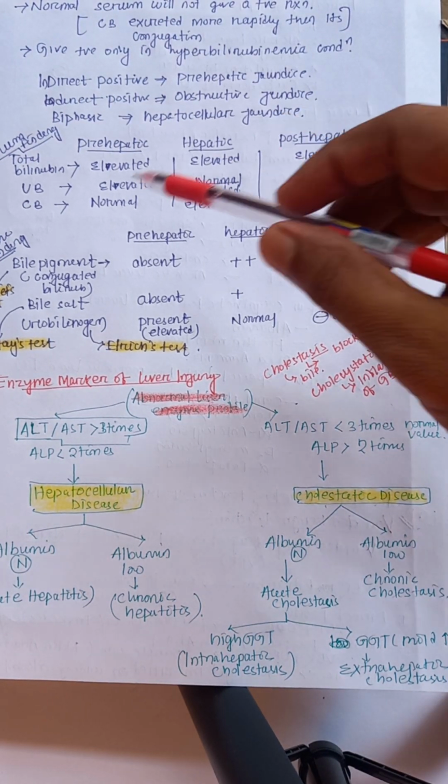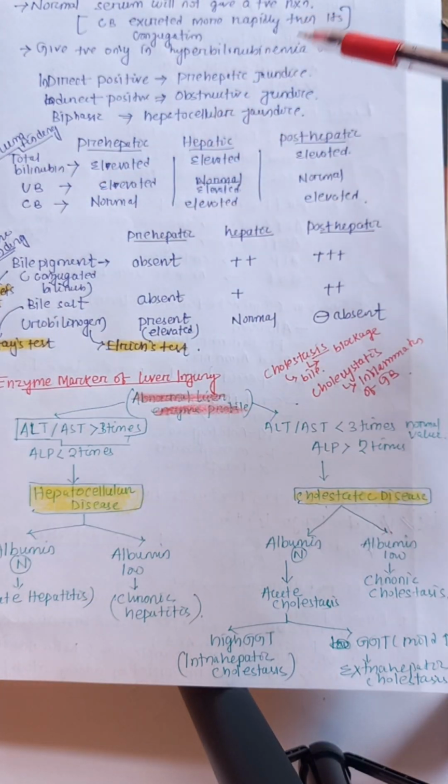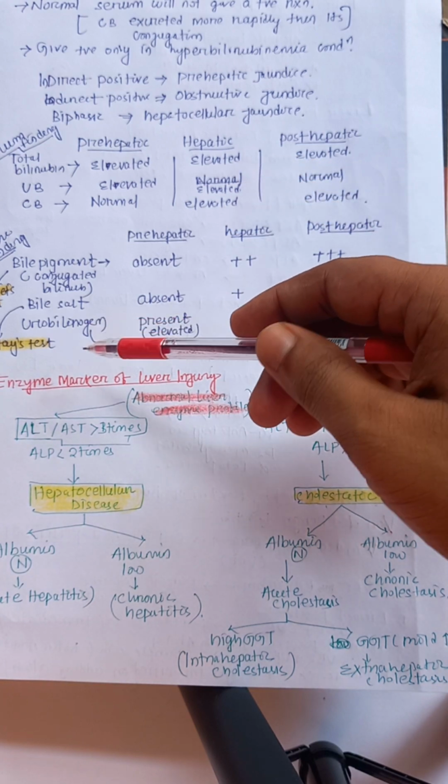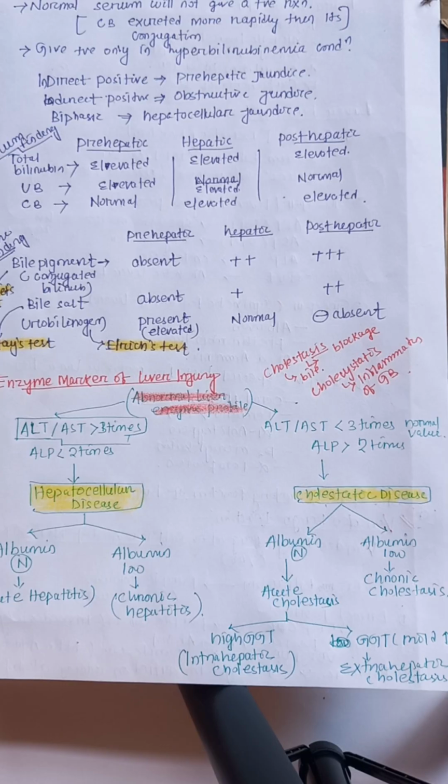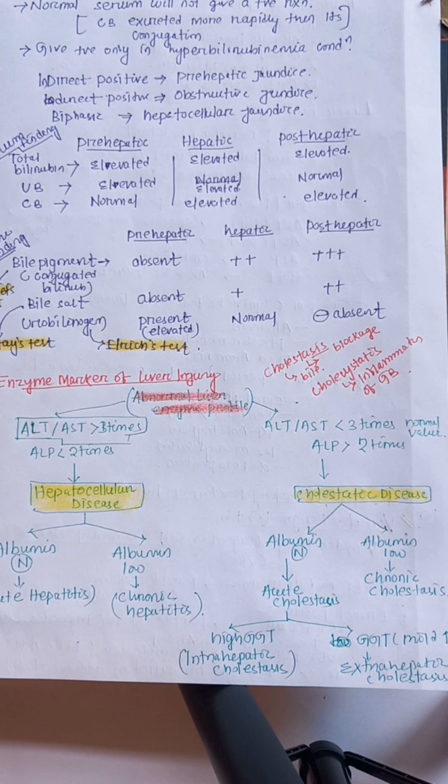Next is the serum finding, that is total bilirubin. I have discussed this. Next there are some urine findings. In prehepatic jaundice the bile pigment, which indicates conjugated bilirubin, is absent, present in hepatic, and maximum in post-hepatic. Bile salt is present in post-hepatic, a small amount in hepatic, and absent in prehepatic. Similarly, urobilinogen is present in prehepatic, normal in hepatic, and absent in post-hepatic jaundice.